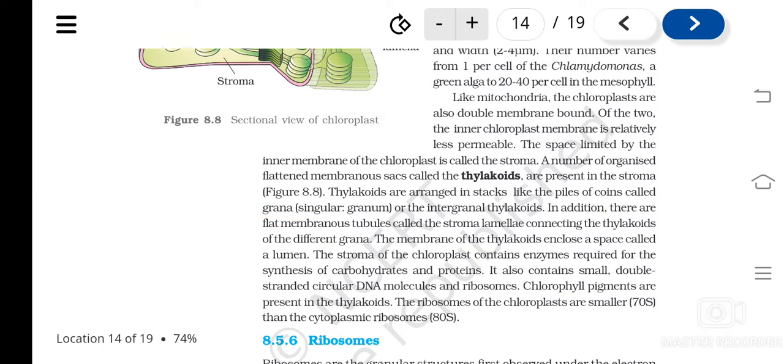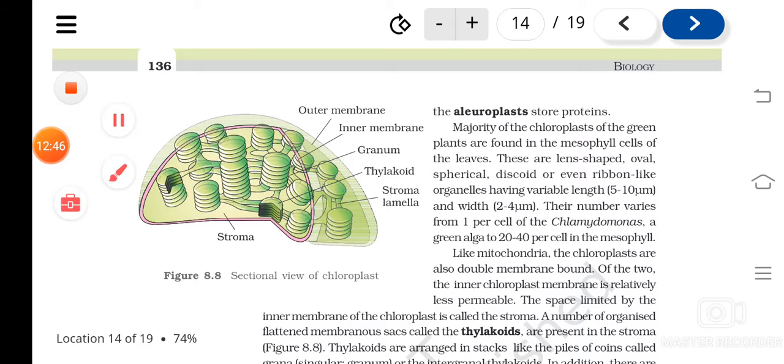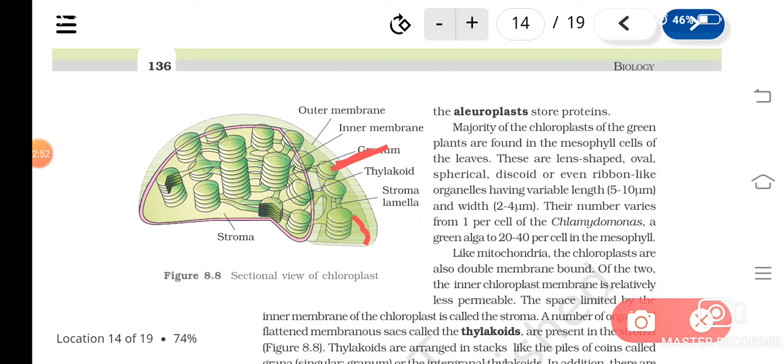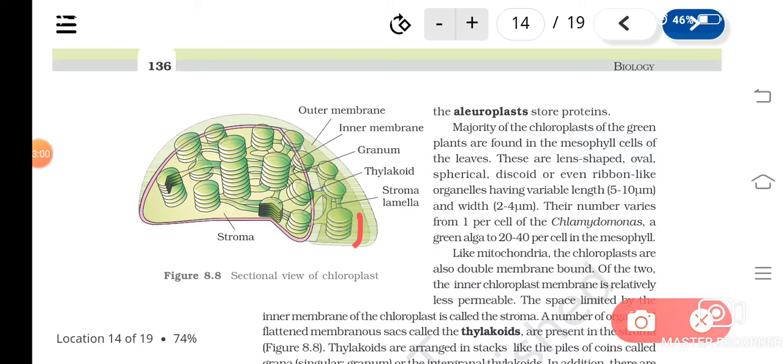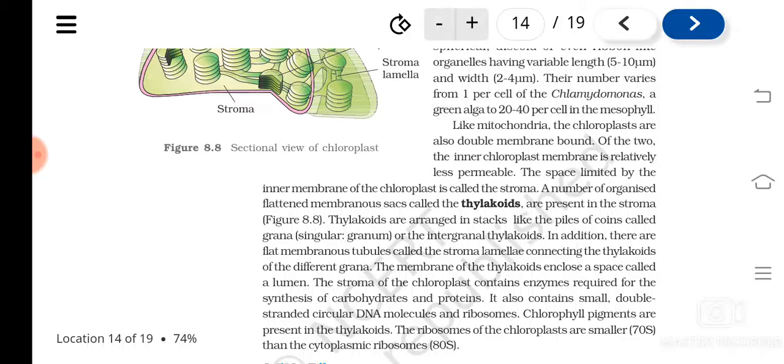Each membrane is known as a thylakoid. You can see in the diagram here, each of these is known as a thylakoid, and when they are arranged one above the other and form a single stack-like structure, then we call it the grana.